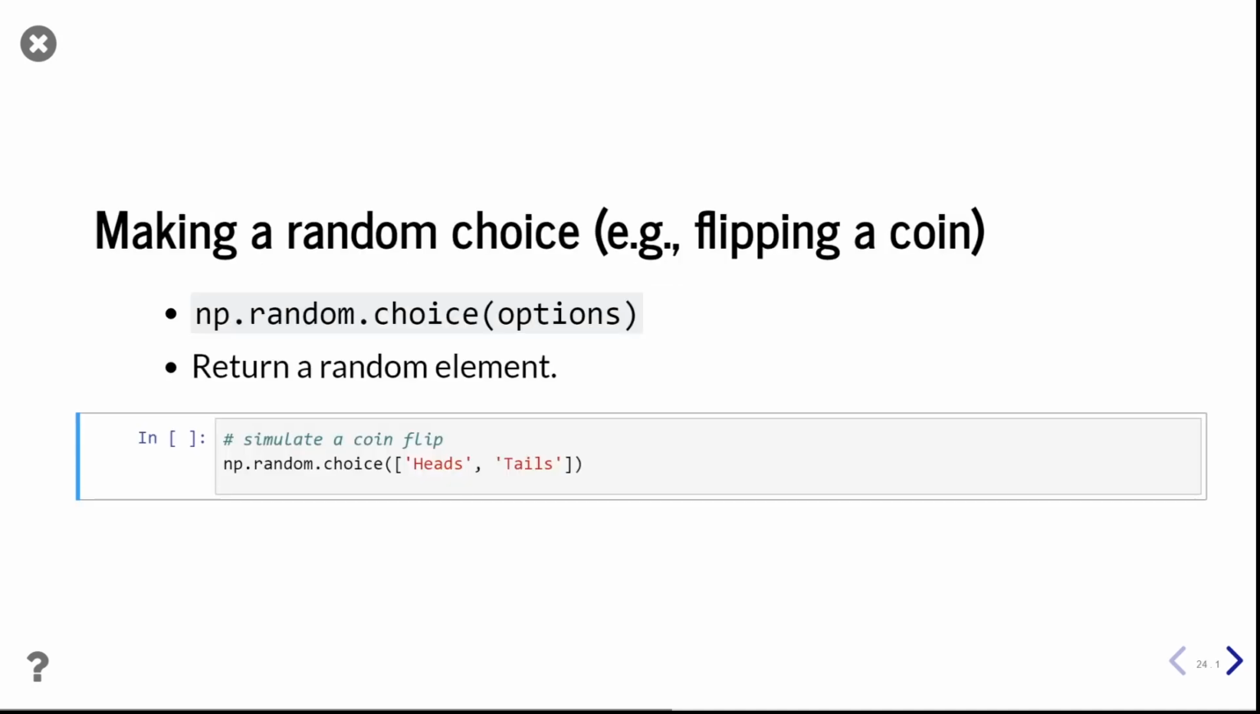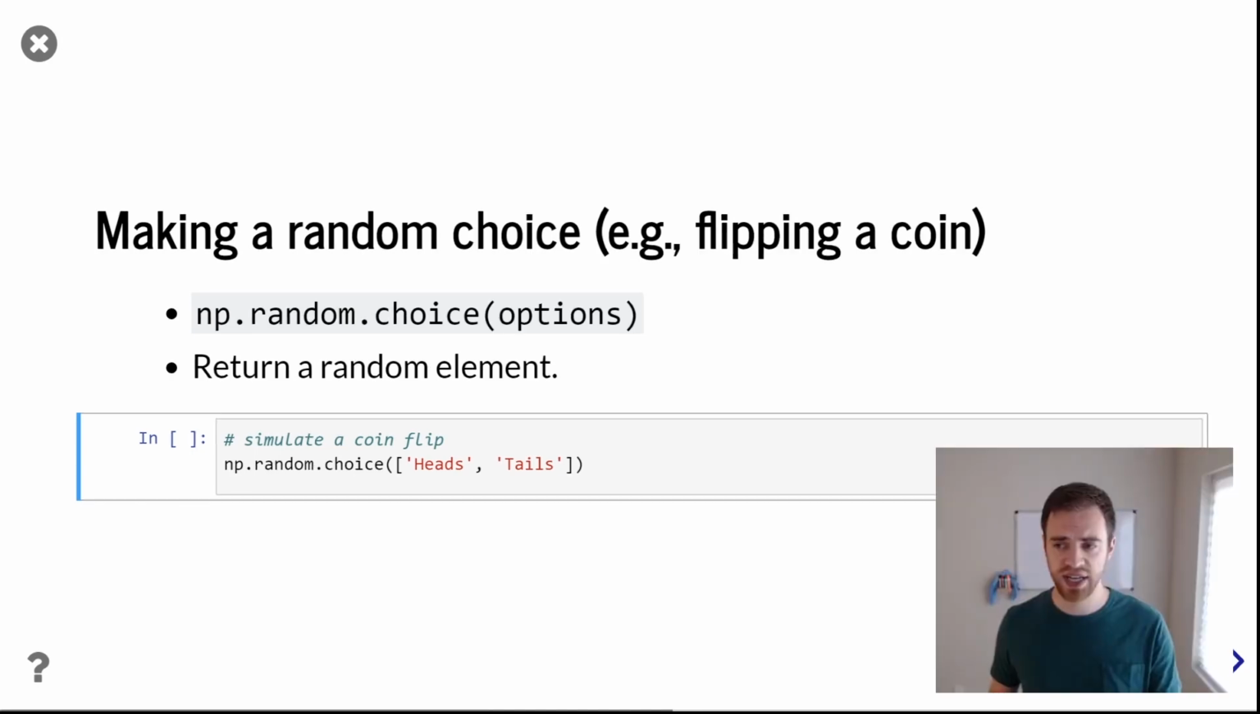So how do we simulate something random with code? Well, one of the ways that we do this is with a function from NumPy called numpy.random.choice. This function takes in several options, several possible outcomes, and it returns one of them at random, uniformly. It picks from them uniformly.